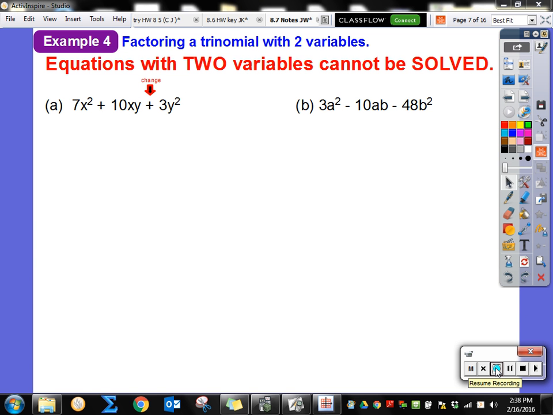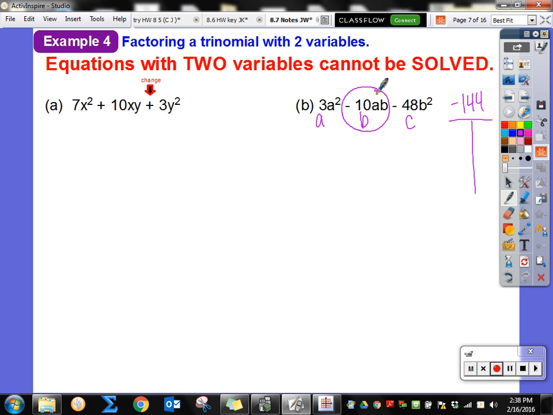Now, does it matter that you have two variables in here? First thing I want you to realize is that you cannot solve if it has two variables. But our A is still in the front, our B is still in the middle, our C is still at the end. But is B squared part of the C, or is it just the number? Just the number. So now I've got A times C. What is 3 times negative 48? Negative 144. And then we need two numbers that multiply to that but add to negative 10.